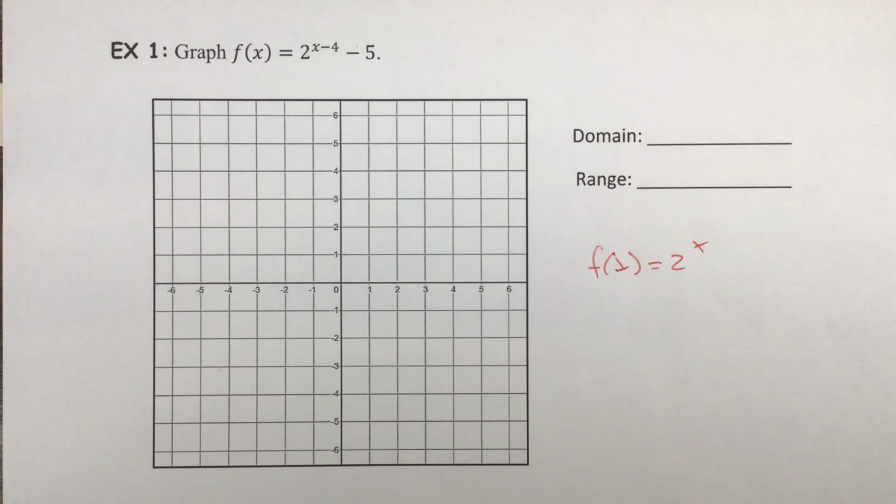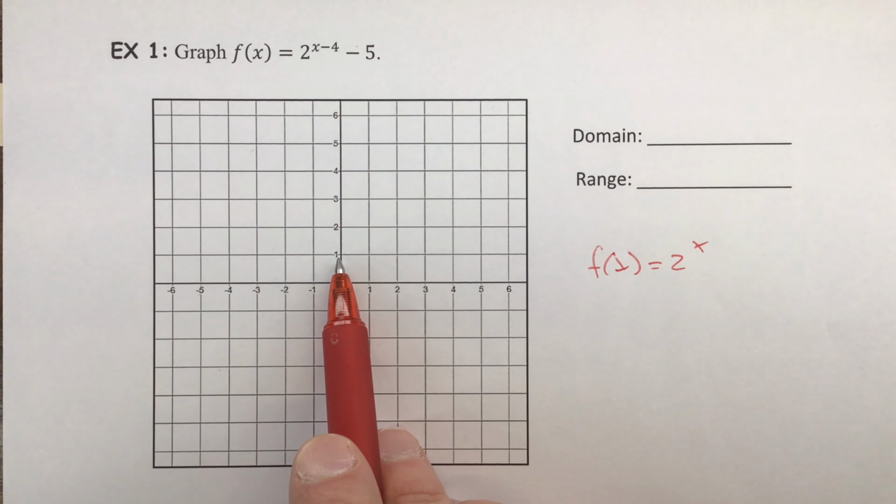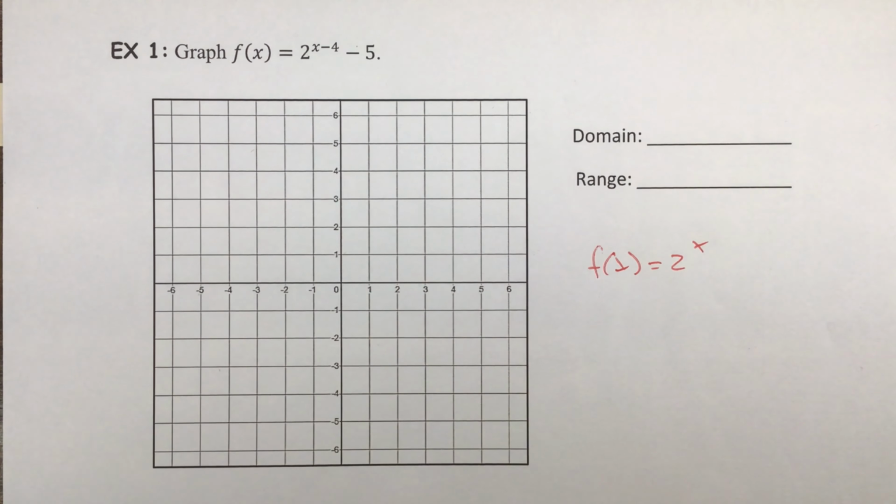All right, so the way that I'm going to approach this, I'm going to think about the parent function, which would have an asymptote at the x-axis. The graph would start here and then increase this direction. It would pass through the point 0, 1. It would also pass through the point 1, 2. Okay, so there's a couple key points that I have from here.